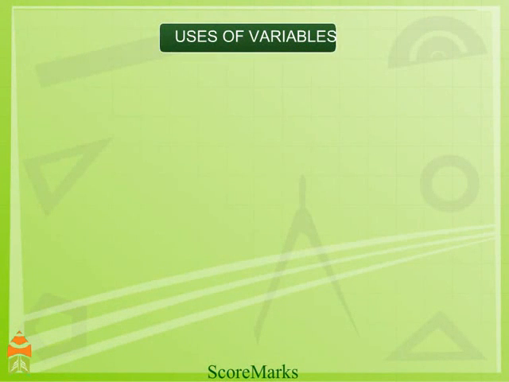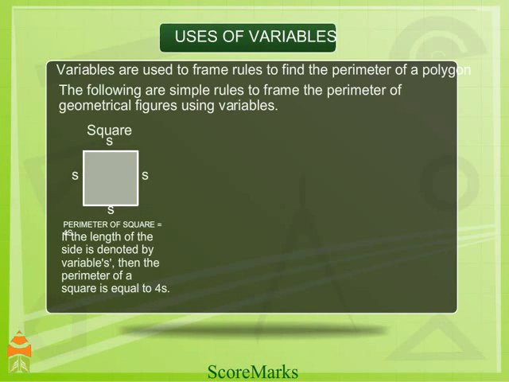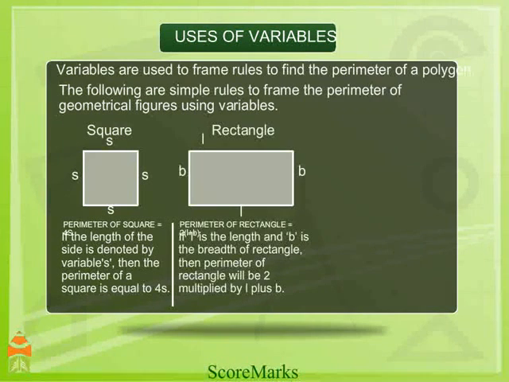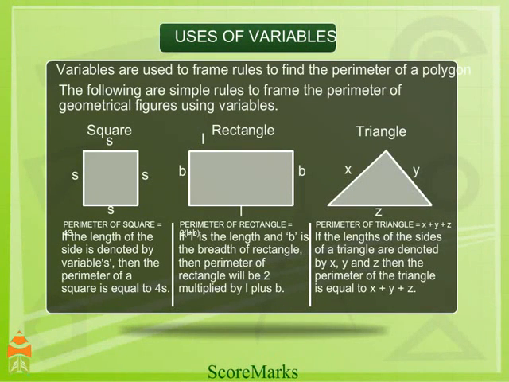Uses of variables. If the length of the side of a square is denoted by variable s, then the perimeter of a square is equal to 4s. If L is the length and B is the breadth of a rectangle, then the perimeter of the rectangle will be 2 multiplied by (L plus B). If the lengths of the sides of a triangle are denoted by x, y and z respectively, then the perimeter of the triangle is equal to x plus y plus z.